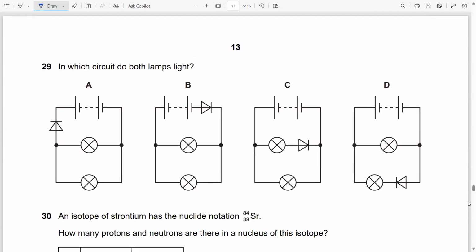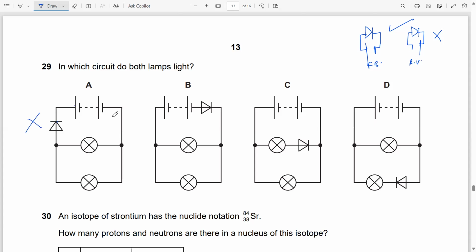Question 29. In which circuit do both lamps light? So we know if the diode is forward biased, it will work. In reverse bias, it offers infinite resistance. Now, if this is connected to the negative terminal and this is connected to the positive terminal, then we say it is forward bias. And if this is connected to the positive terminal and this is connected to the negative terminal, then we say it is reverse bias. So it will not work in reverse bias and it will work in forward bias. So here we can see this is connected with the positive terminal. It is the reverse bias case.